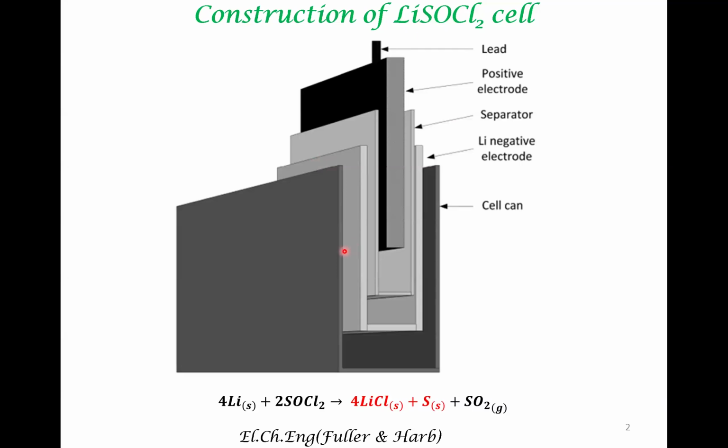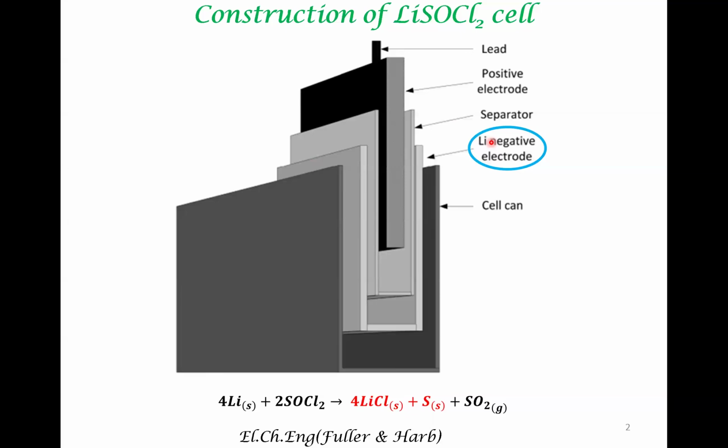To understand the details, first we need to know what is the overall reaction that is occurring in the lithium thionyl chloride cell. The overall reaction is lithium reacts with this component and forms lithium chloride, which is a solid, sulfur is a solid, and a gas is being generated. So where is lithium here? Lithium forms the negative electrode.